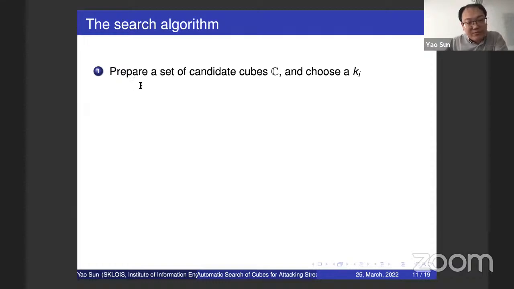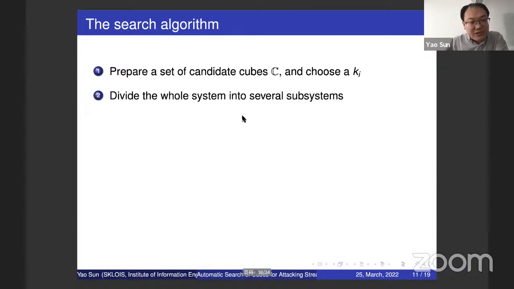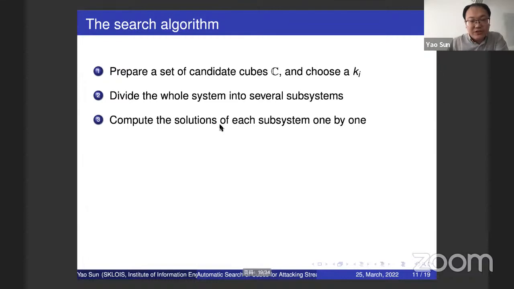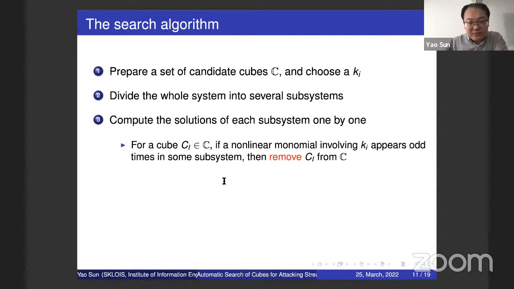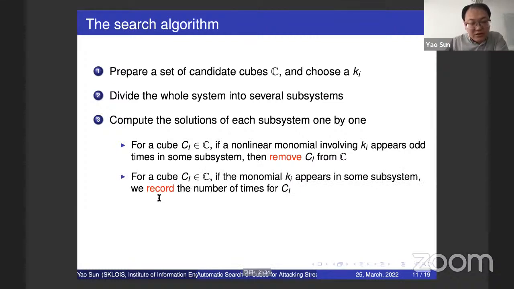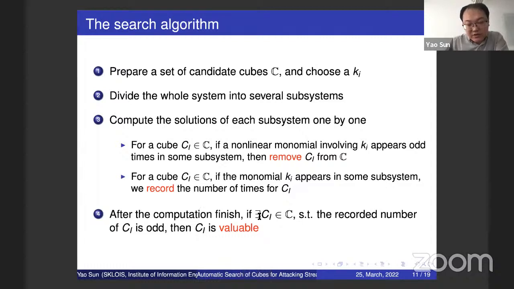In the first step, we prepare a set of candidate cubes and choose a secret variable. And we divide the whole system into several subsystems by the divide and conquer strategy, and we solve each subsystem one by one. And during the computation, we remove the hopeless cubes in the first case, and we record the number of the cubes in the second case. And in the last, if there exists some cube such that the recorded number is odd, then we will get a valuable cube. And this is the algorithm.